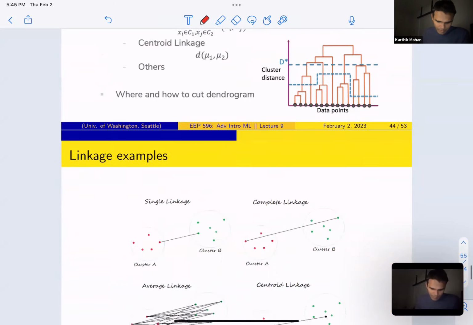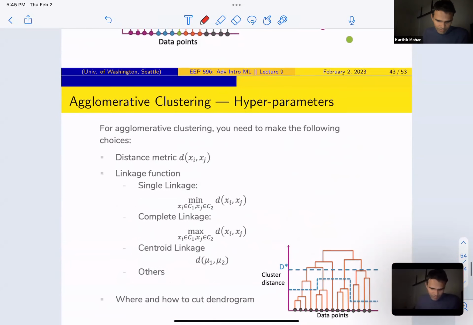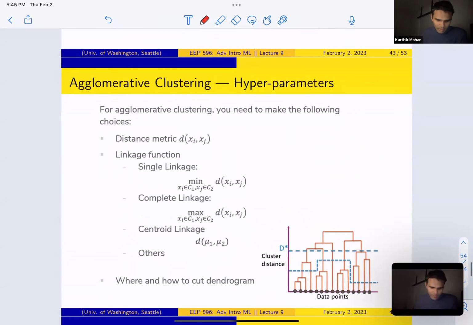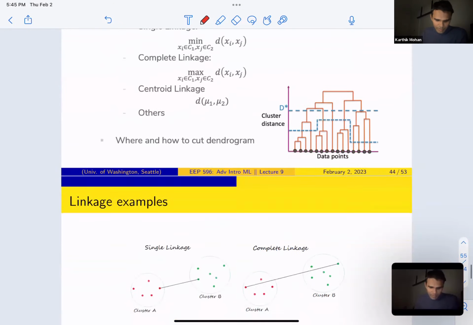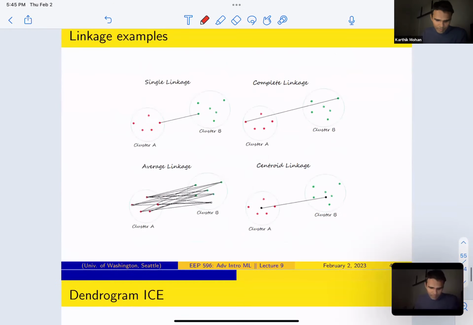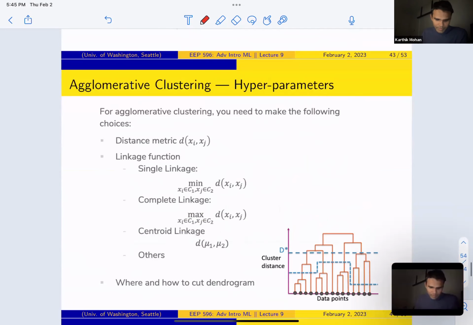There are some hyperparameters. There are some interesting questions related to agglomerative clustering. Maybe we'll cover this in the next lecture on the hyperparameters and the types of linkages and things like that. Very exciting material. We'll get to this in the next lecture.